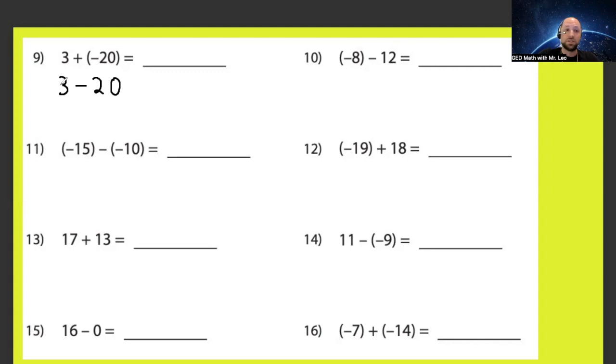Now, the signs are different. Remember, the 3 is by default positive. So we subtract to find the difference. The difference here is 17. 20 minus 3 is 17. That's the difference between the numbers. And we keep the sign of the larger number.